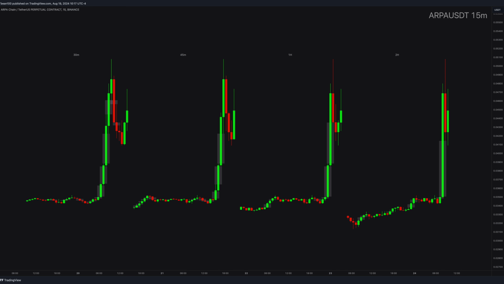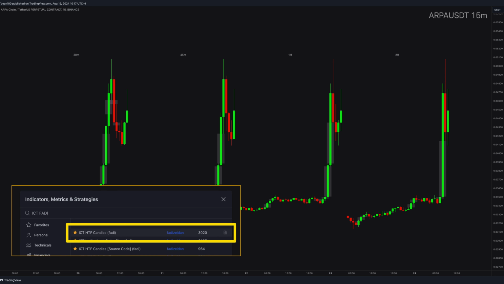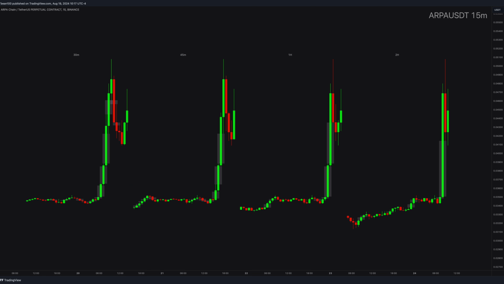Here is our best indicator, which I love the most. As you know, it's called ICT High Time Frame Candles. I love this indicator because it shows me multiple entry points in a single chart. It is a compact and extremely easy to use indicator.